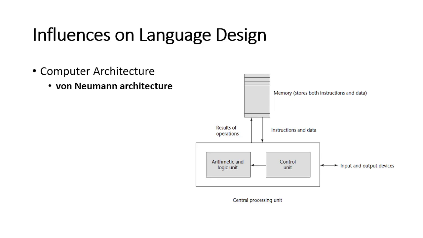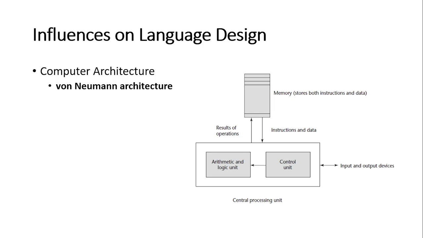Results of operations in the CPU must be moved back to memory. So when the CPU performs some computation, the result should be stored somewhere. This result of different operations should be moved back to the memory. Nearly all digital computers built since the 1940s have been based on the von Neumann architecture.